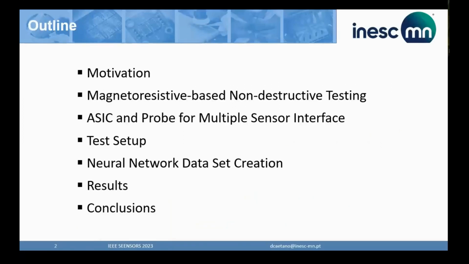So the presentation will have this outline. Motivation. How do we do magnetoresistive-based non-destructive testing, in this case, eddy current? Our ASIC and the probe designs that we published previously, that was the base for this work, and the test setup that we used to do the experiments time and time again, the neural networks that were used, the data set creation strategy, and the results and the conclusions.